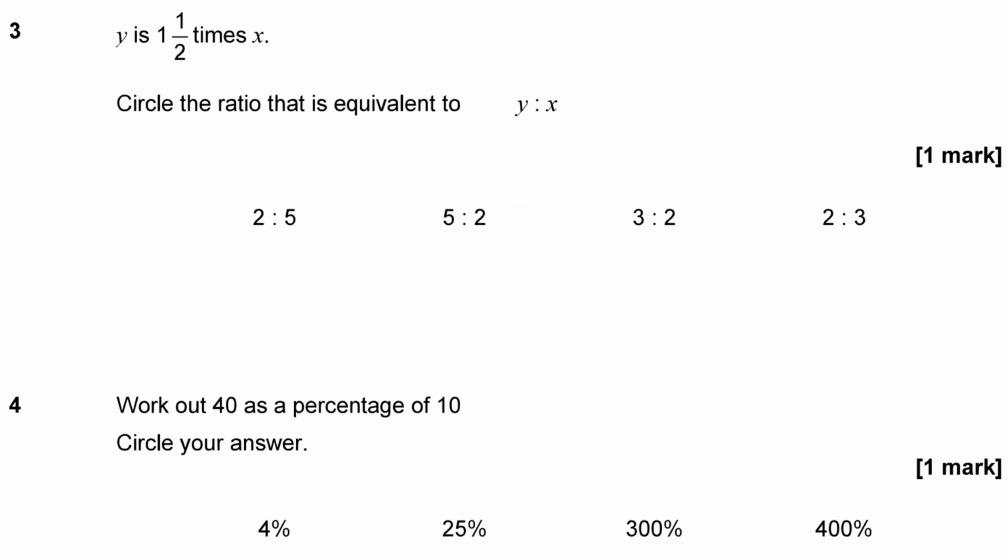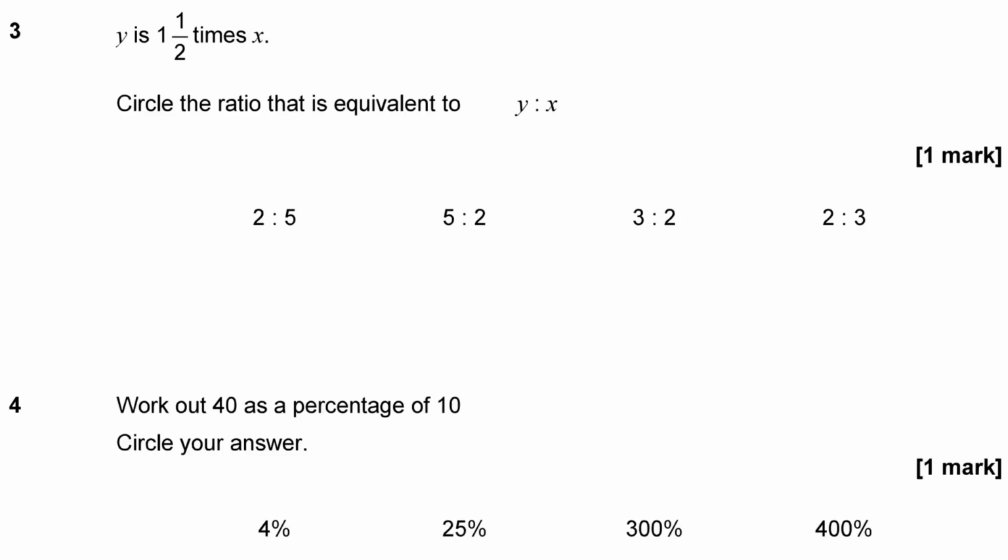Question 3. Y is 1.5 times x. Circle the ratio that is equivalent to y to x. Okay, now these are getting more and more prevalent, these sorts of questions, where you're given either an equation or something you can turn into an equation, and then from that you're meant to derive the ratio between two unknowns.